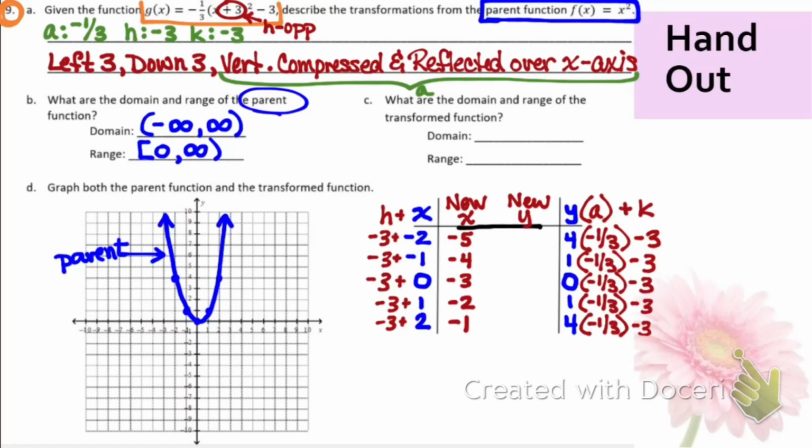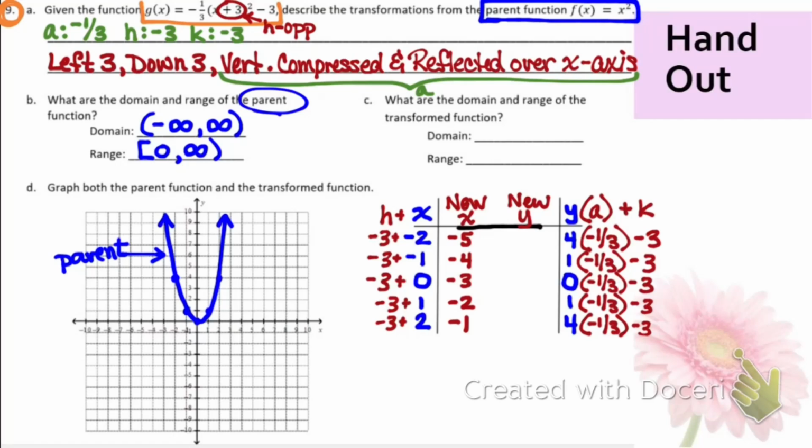All right. Let's plug some things in our calculators. In your yellow calculator, 4 times negative 1 divided by 3 minus 3. It comes out gross. That's okay. 4 times negative 1 divided by 3 minus 3. Everybody should be typing this into their calculators with me.